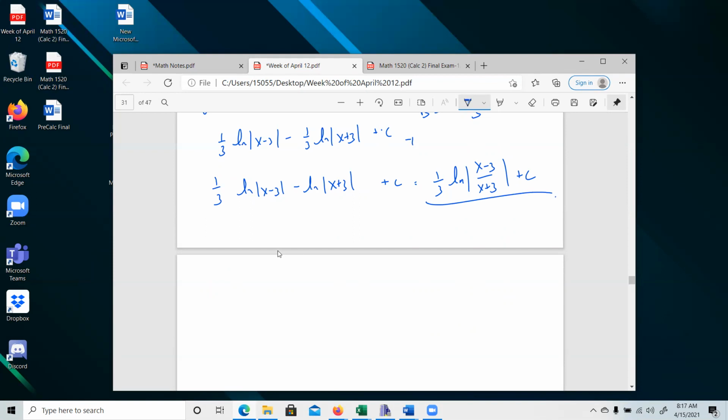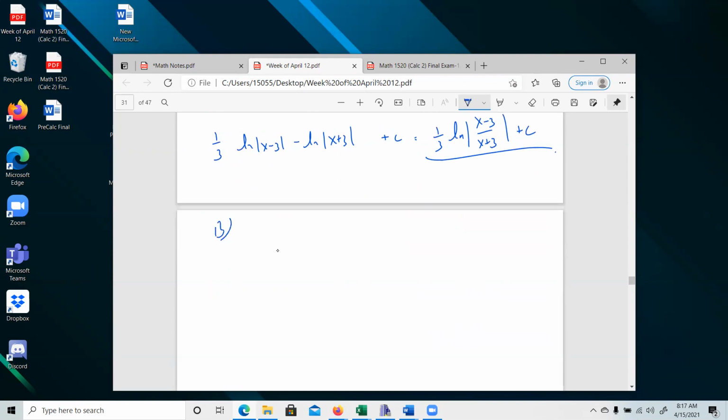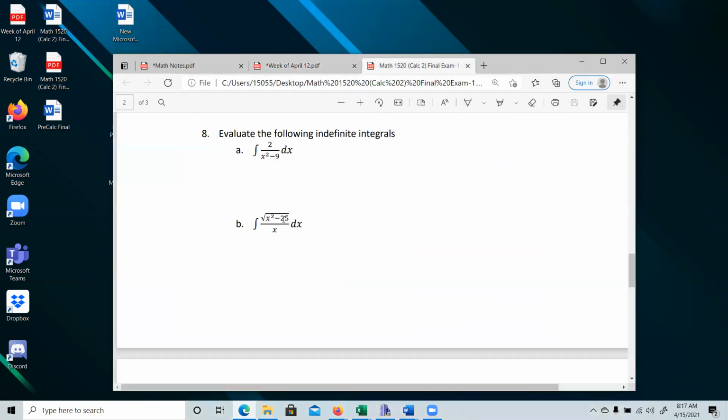So you can turn subtraction back into division by combining them into one log. Okay. All right. Part B here. This one looks a little harder, right? It's the integral of the square root of x squared minus 25, divided by x.